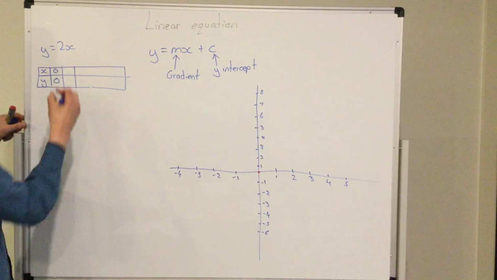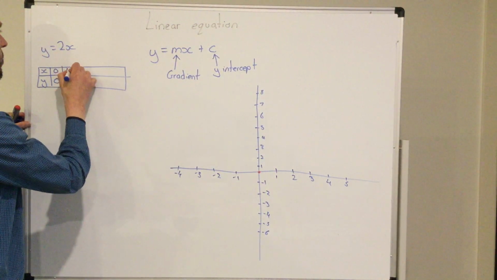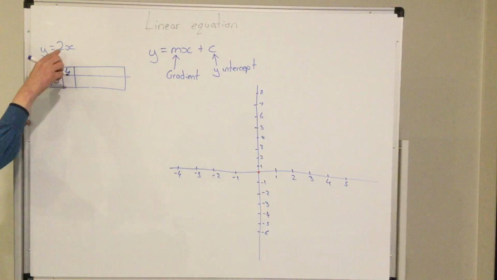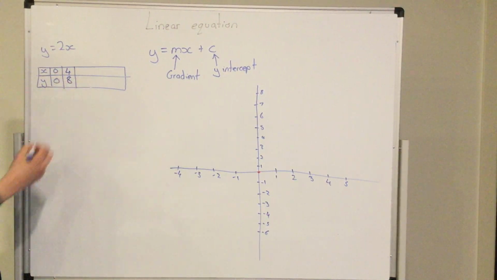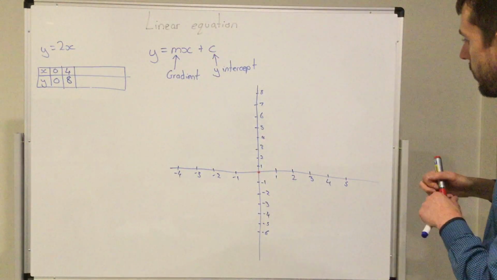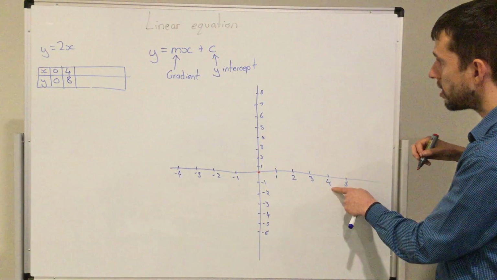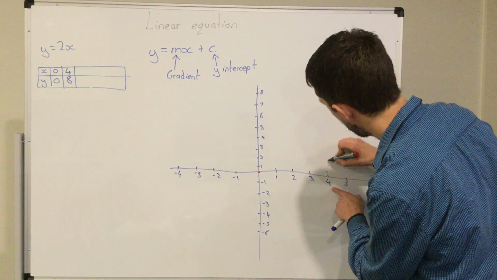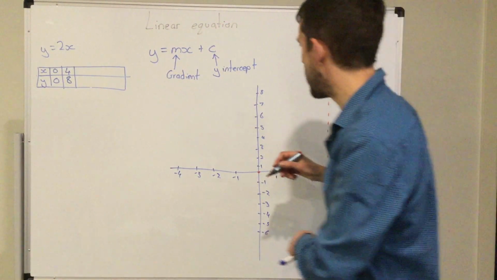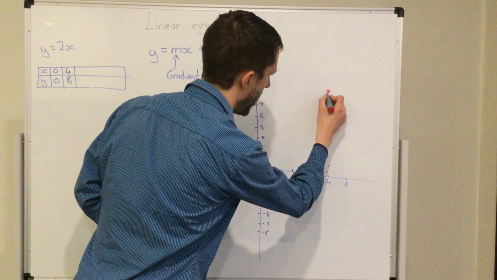So I'm just going to say x is 4. If x is 4, what will y be? 2 times 4 equals 8. If I go over here, if x is 4, y equals 8, and then I can draw my line.